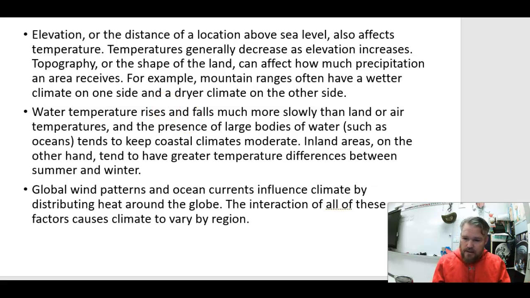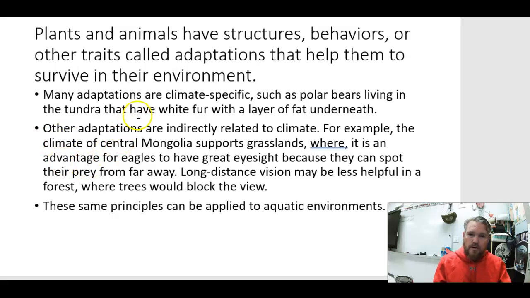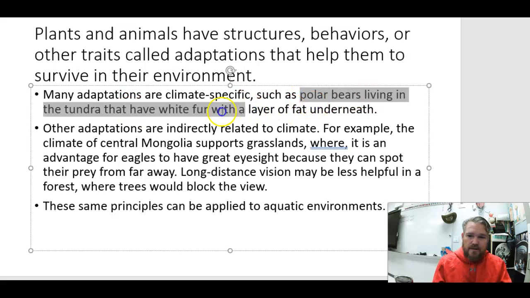So if we look just a little bit more at the adaptation thing, basically many plants and animals will have structures that help them survive in areas based on climate. A lot of these are climate-specific traits that help them survive. So for example, polar bears living in the tundra have white fur with a layer of fat underneath. That white fur reflects the sunlight.